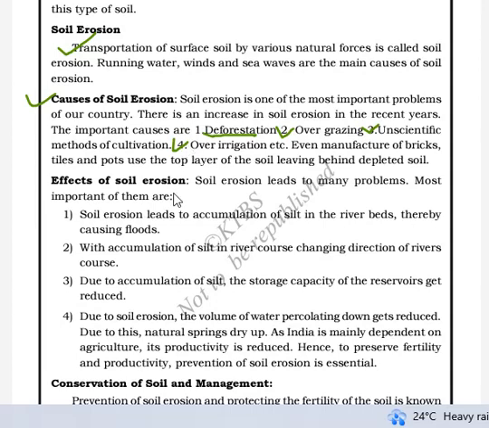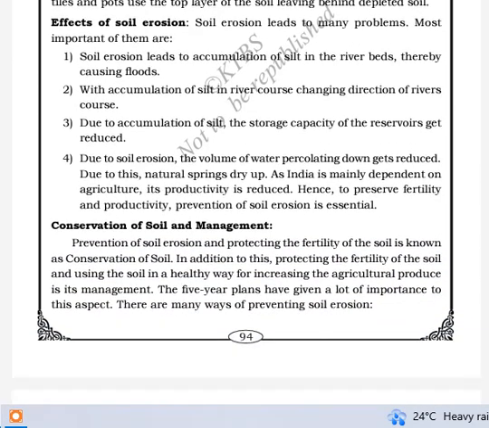Okay. Now let's read about the effects of soil erosion. Soil erosion has occurred, but what effect will it have on human health, on the plants or on the animals? Soil erosion will lead to many problems. The first problem is that soil erosion leads to accumulation of silt in the riverbeds, thereby causing floods.